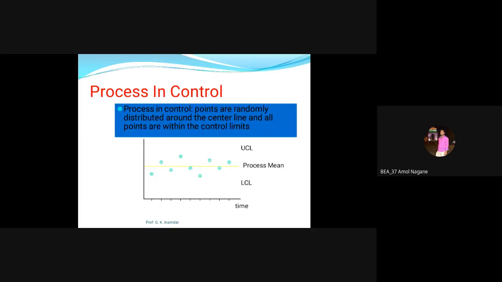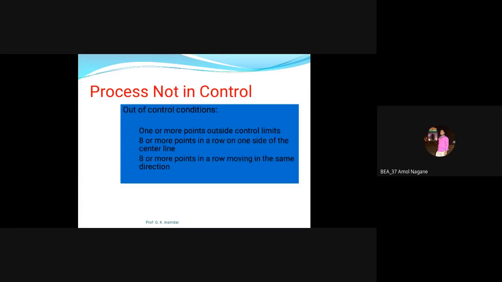Process in control: points are randomly distributed around the center line and all points are within the control limit. So this is again the control limit. Suppose for acceptance, our result should be between the upper control limit and the lower control limit, that will be accepted. Process not in control, out of control, means greater than the upper control limit or below the lower control limit, is rejected. So we can generally say that this process is not in control.